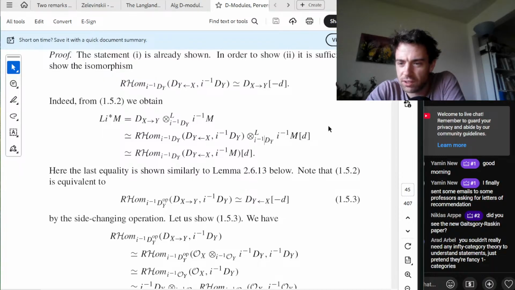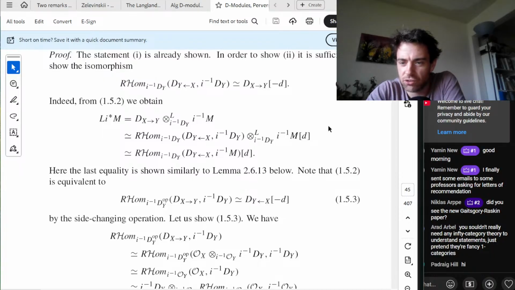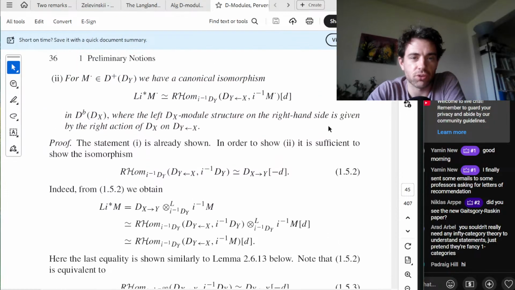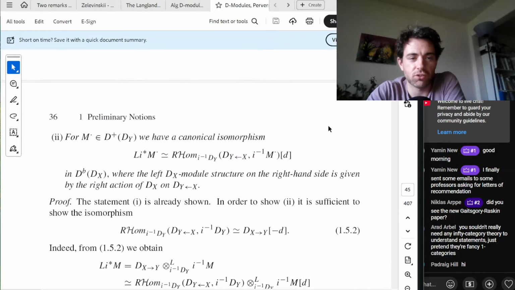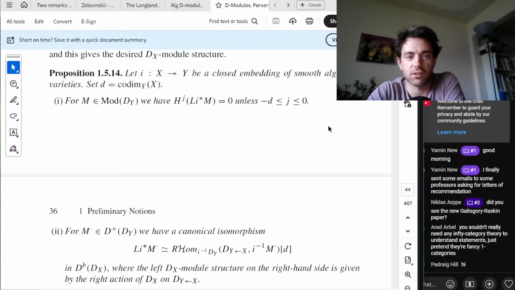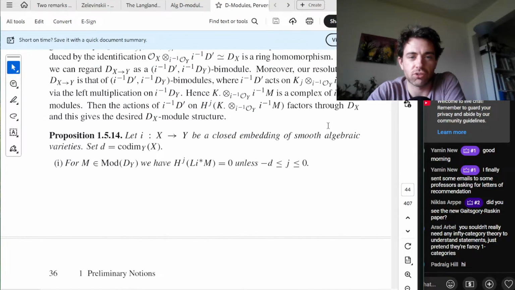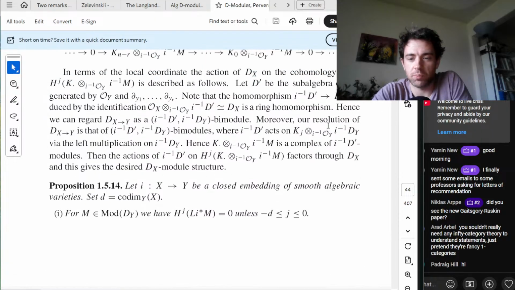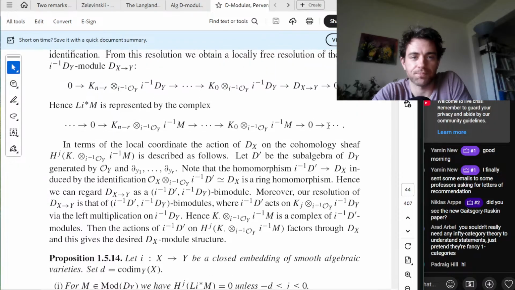You shouldn't really need any infinity category theory to understand the statements. Just pretend they're fancy one categories. That's true. I guess one can just sort of read it and essentially pretend they're all regular categories of sheaves on spaces, and it should all make sense. Hello, Padraig. Hello.